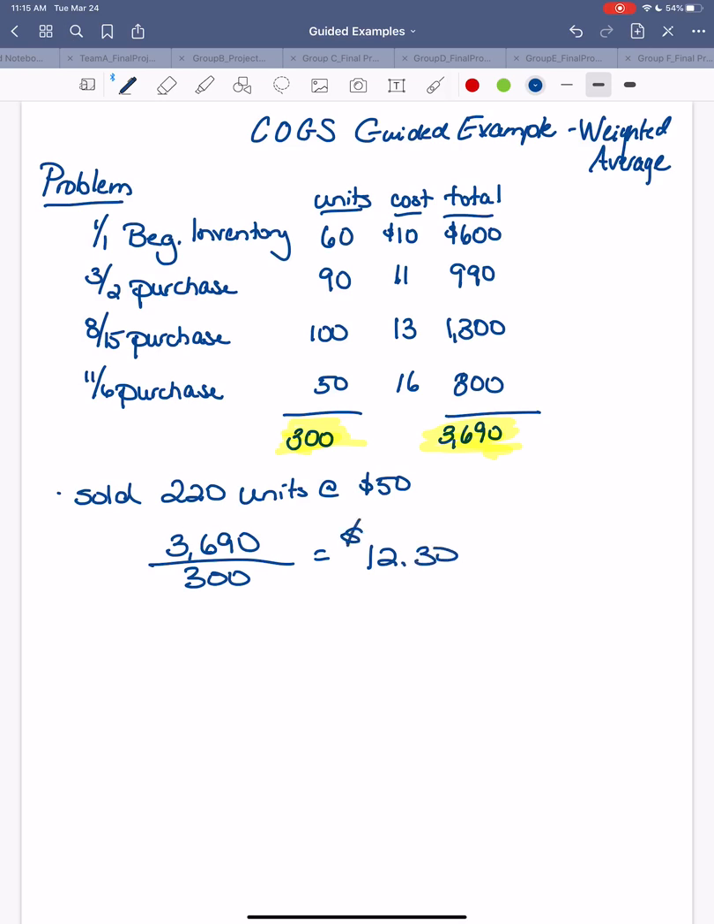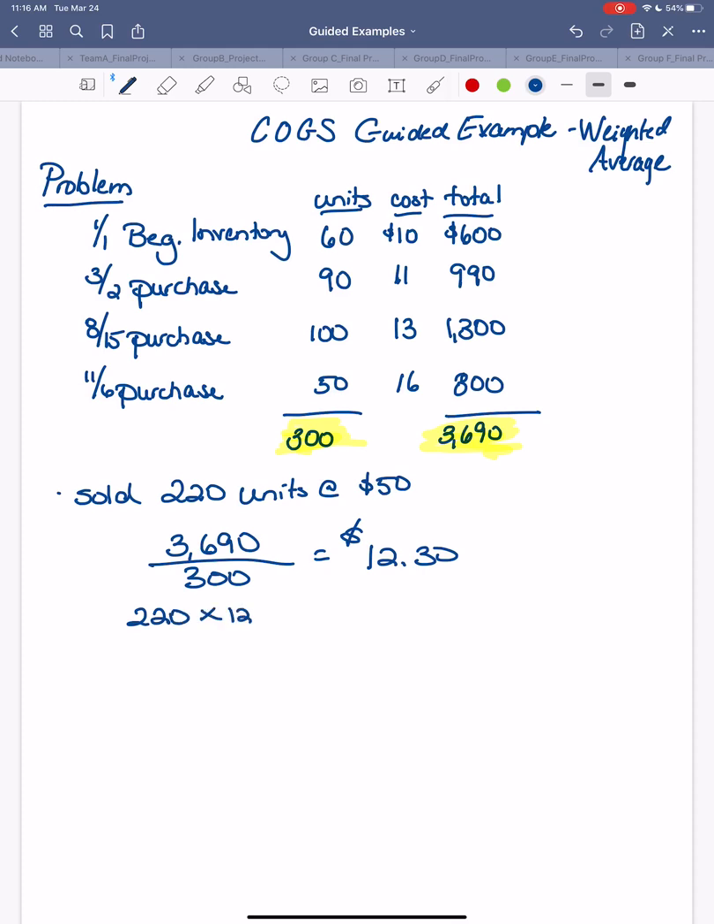Let's do a quick gut check. Okay, that average cost should be between my lowest and my highest. Yep, it is. That makes sense. If I'd done something like $25, well, that should be a red flag. I've done my math wrong. All right, so same fact pattern. Now I've sold 220 units.